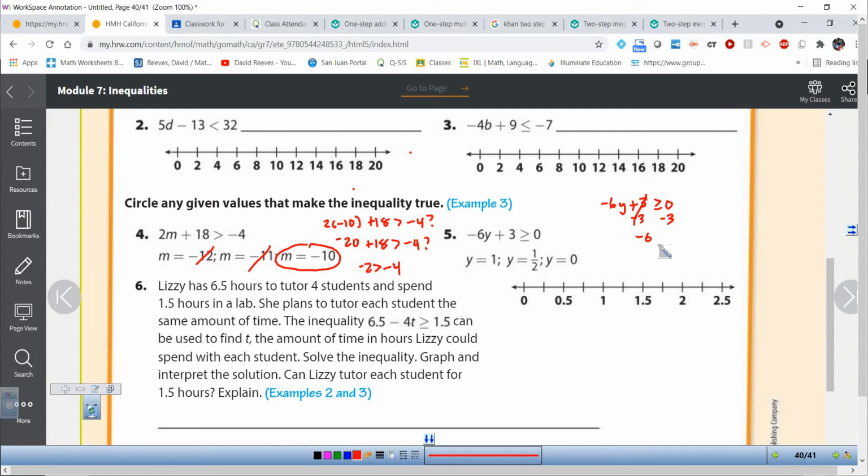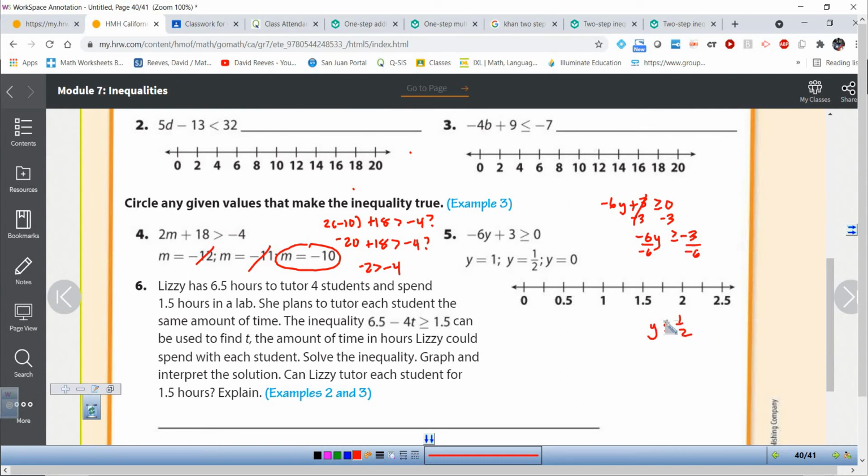I get -6y is greater than or equal to -3, and then I'm going to divide by -6. And remember, bells and whistles going off in your head because you divided by a negative, so you're going to reverse or flip the inequality sign. You get y is less than or equal to 1/2.